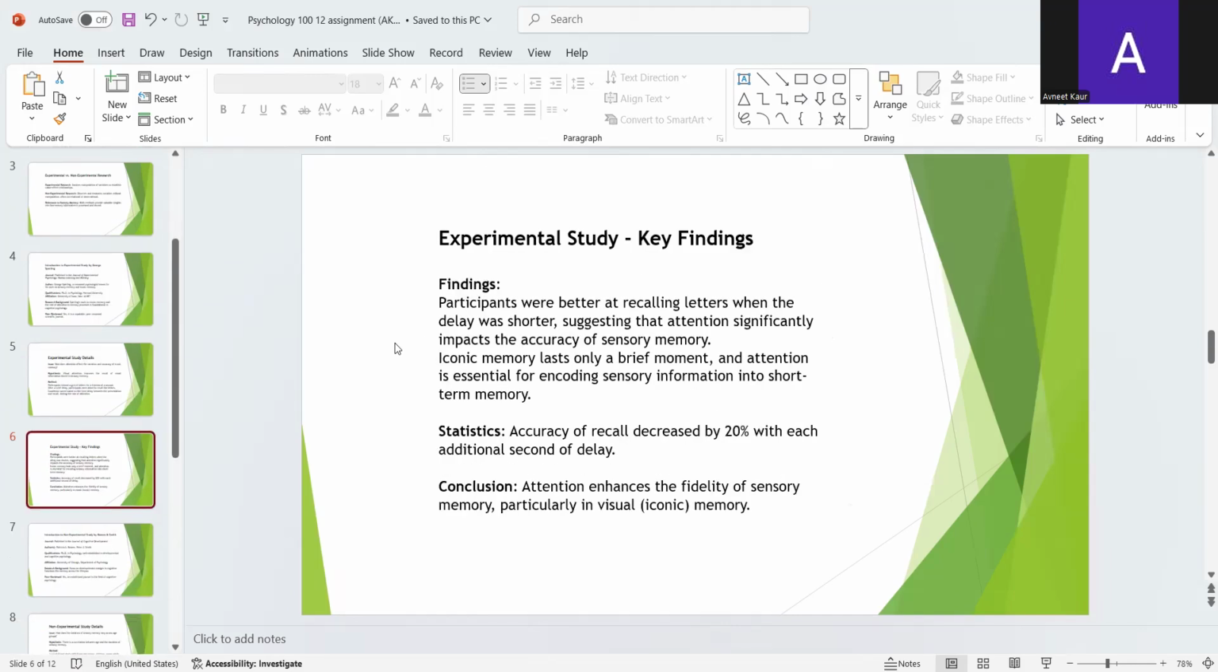The key findings in the experimental study are that participants were better at recalling letters when the delay was shorter, suggesting that attention significantly impacts the accuracy of sensory memory. Iconic memory lasts only a brief moment, and attention is essential for encoding sensory information into short term memory. The conclusion of the experimental study is that attention enhances the fidelity of sensory memory, particularly in visual memory.